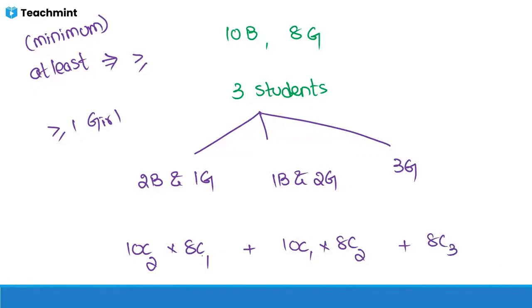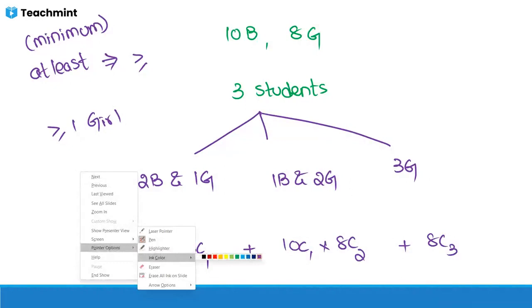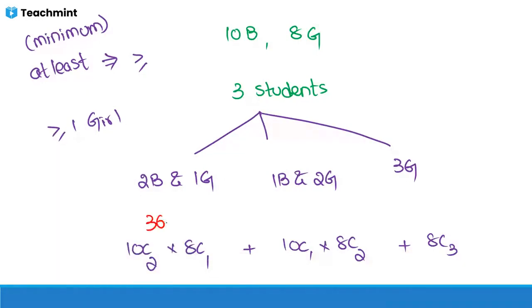See, 10C2 into 8C1 people have already calculated. It is 360. We did it for one of the questions. 10C1 is 10. 8C2 is 8 into 7 divided by 2, 280. 8C3 is 56. If you calculate, we got 696.